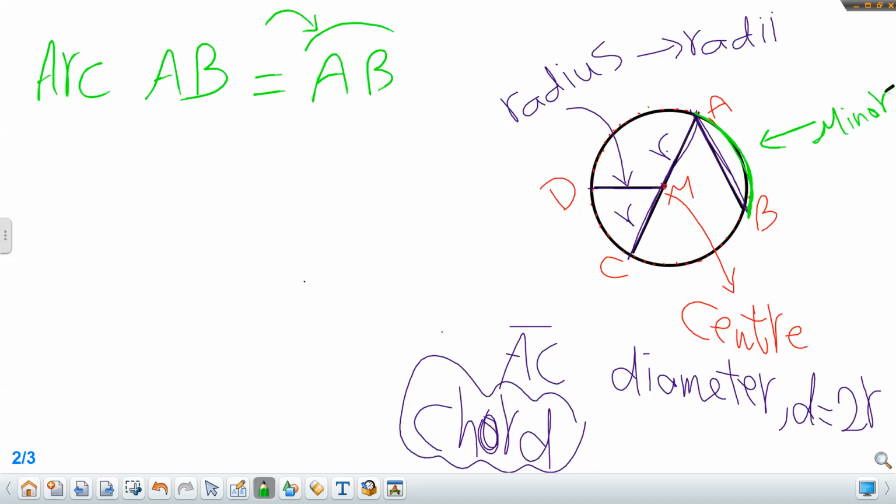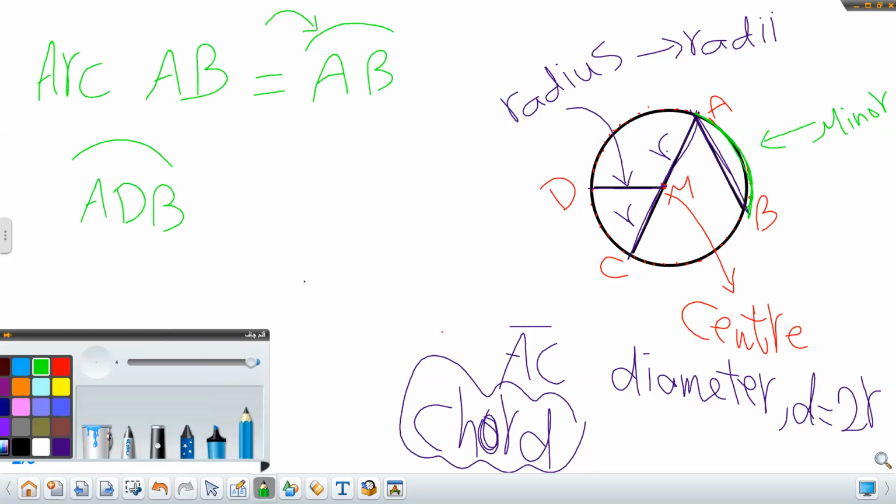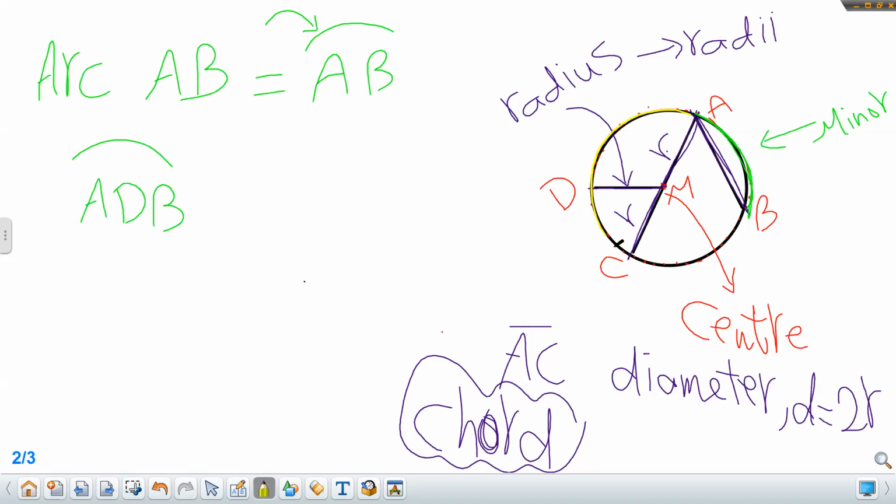But if I say arc ADB, like this, then we can say ADB is major. So the arc AB may be minor or major. If I mean the major arc, I have to mention it, like arc ADB, like arc ACB, like major arc AB, and so on. Okay, this is number 5. Number 6, what is this angle?